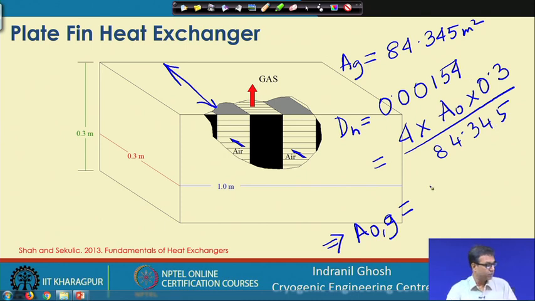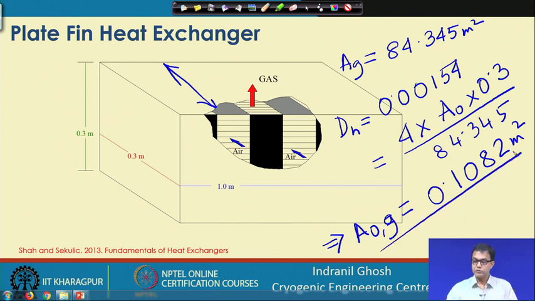So, this will come out to be 0.1082 meter square, that is the amount of heat transfer area associated with the gas side.